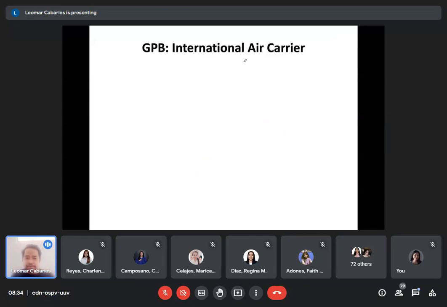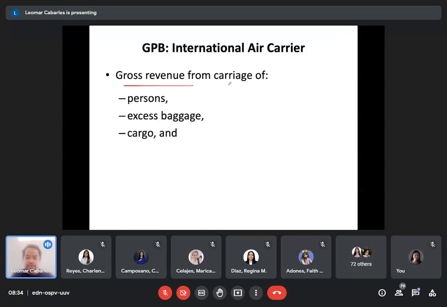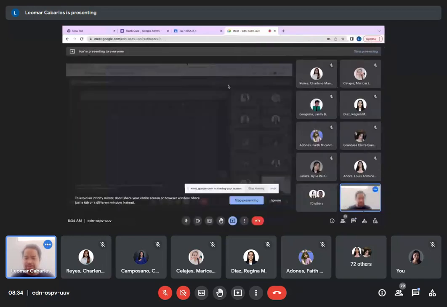So international carrier, gross revenue, so carriage of persons, excess baggage, cargo, mail, originating from the Philippines. Let's say Macau Airlines, or American Airlines. And there are a lot more foreign airlines in the Philippines. So their taxation is based on their gross Philippine billings. Okay, 2.5%.